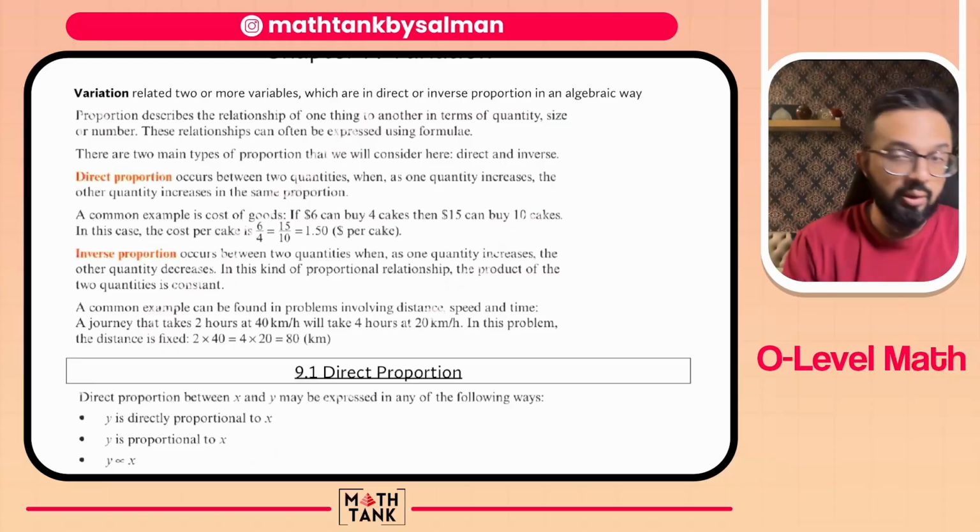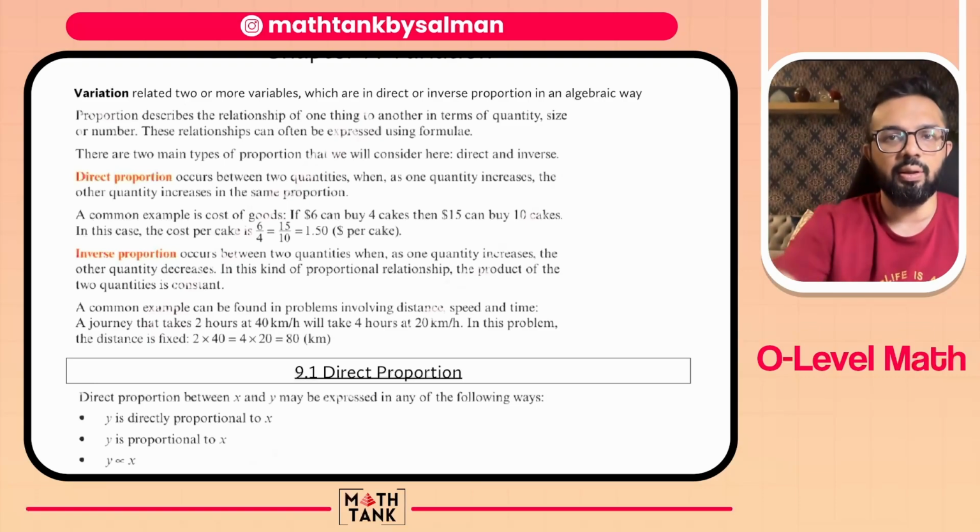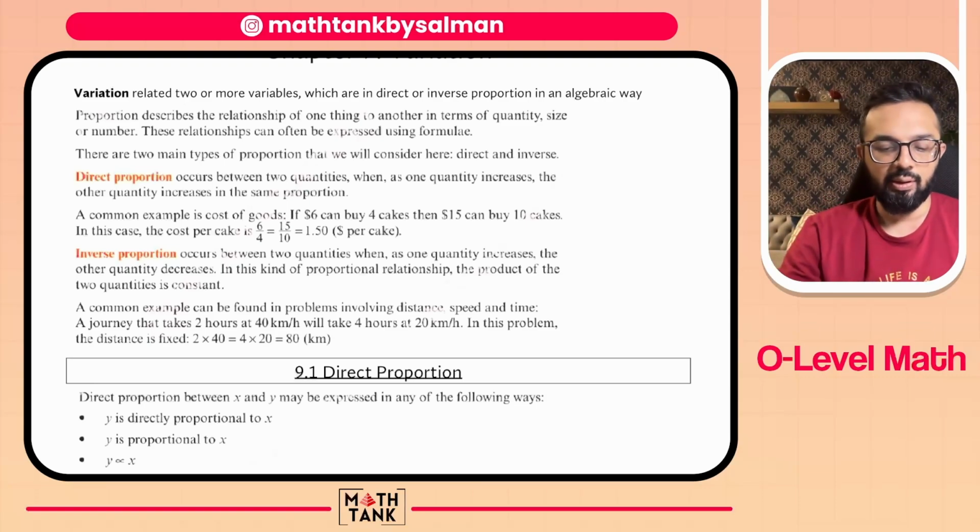A direct proportion occurs when quantities move in the same direction. So if one quantity increases, the other one also increases. If one decreases, then the other one also decreases. A common example is the cost of goods. If $6 can buy 4 cakes, then $15 can buy more cakes, for example. How many more? That's for the direct proportion to determine.